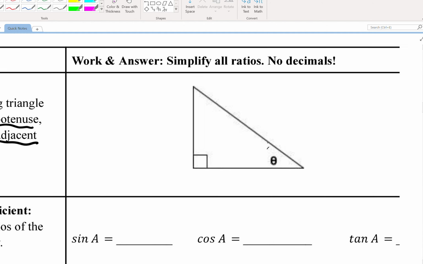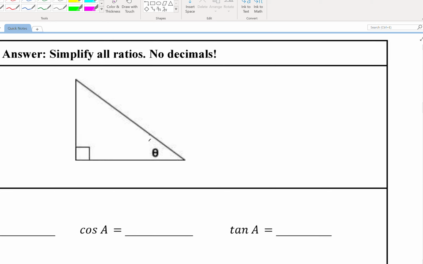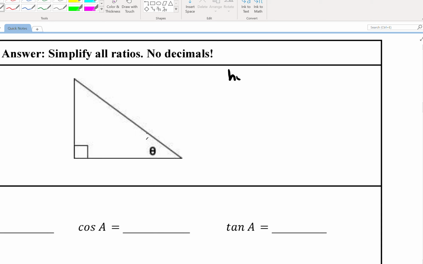So here we would go, the longest side. Now I'm going to go ahead and write this out here. The hypotenuse is always the longest side of a right triangle. And it's also opposite the right angle.